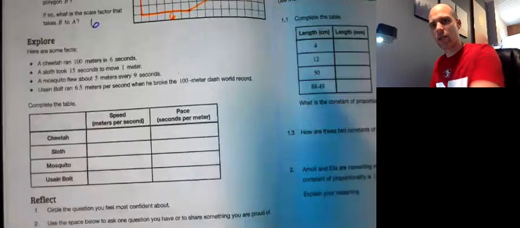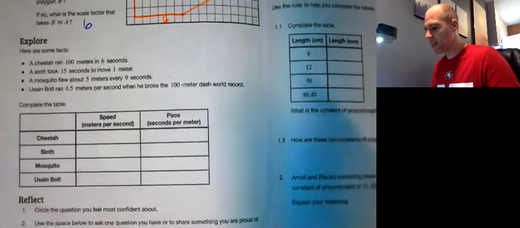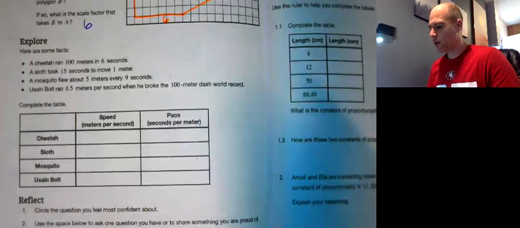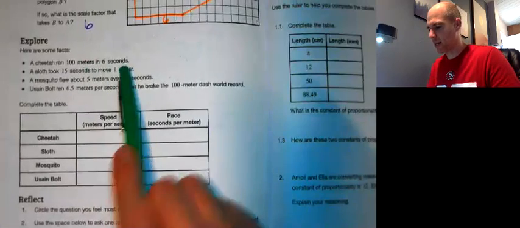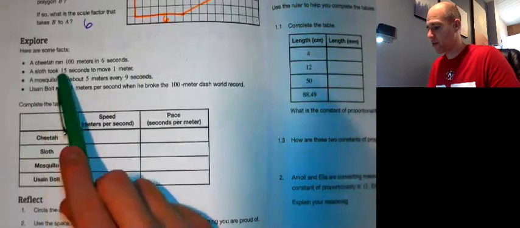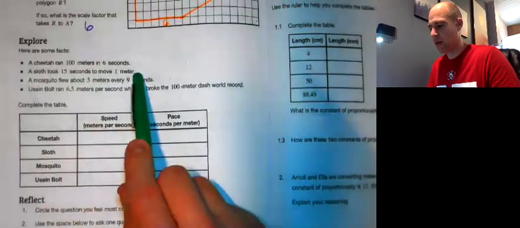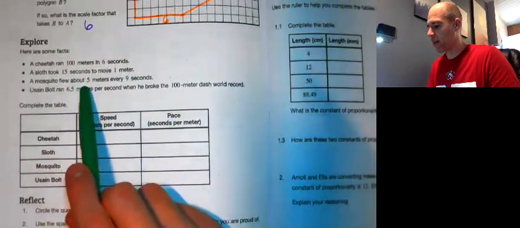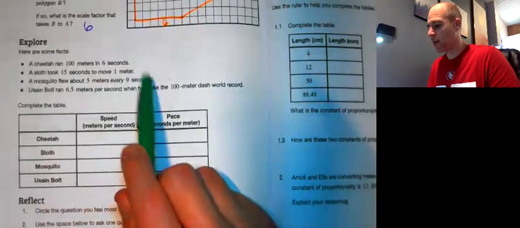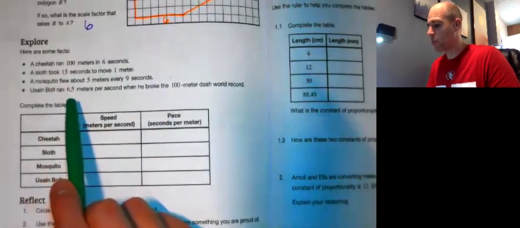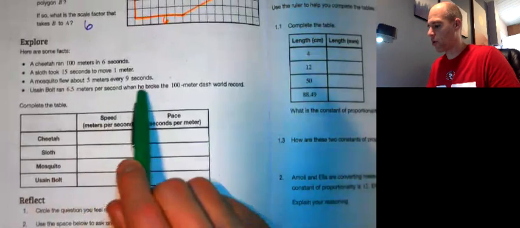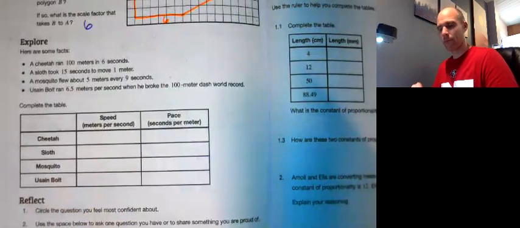All right, let's look at the explore part. It says, a cheetah ran 100 meters in 6 seconds. A sloth took 15 seconds to move 1 meter. A mosquito flew about 5 meters every 9 seconds. And Usain Bolt ran 6.5 meters per second when he broke the 100-meter dash world record.